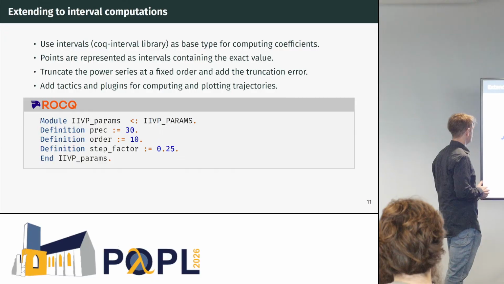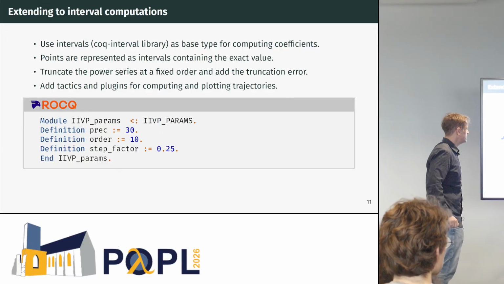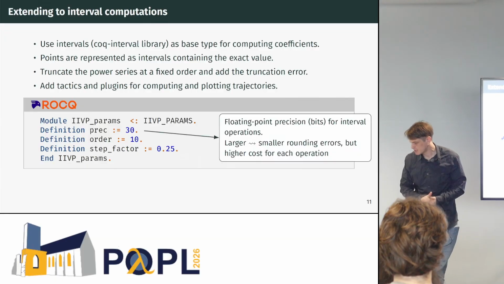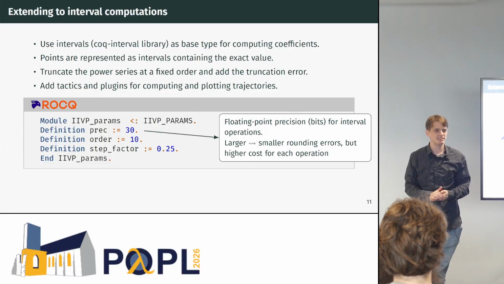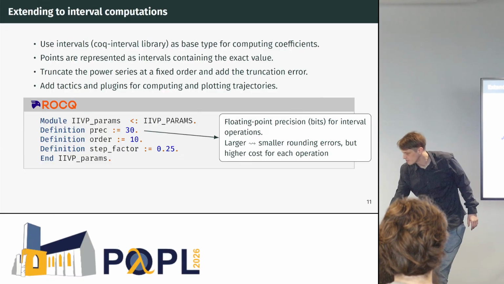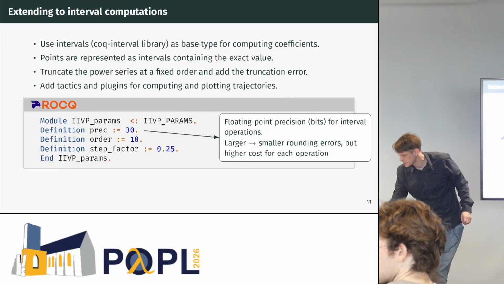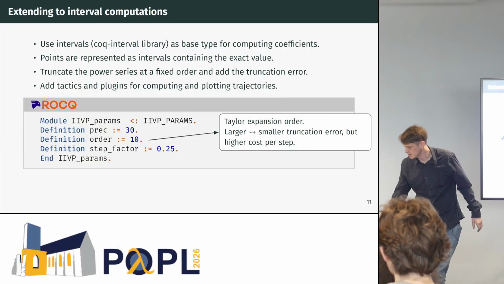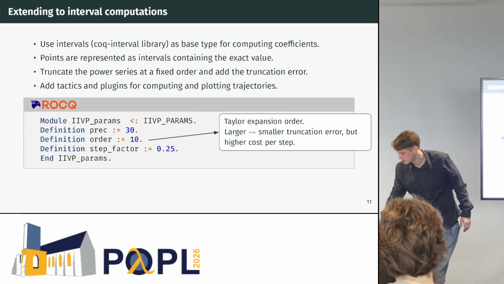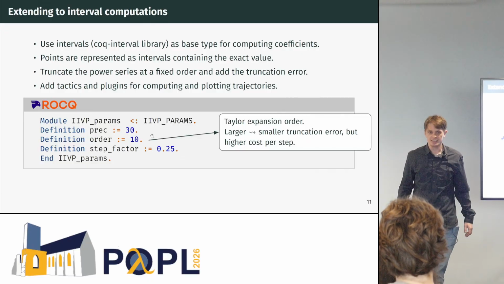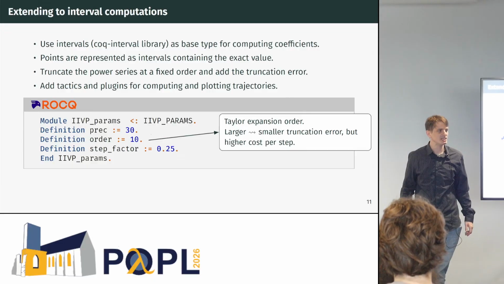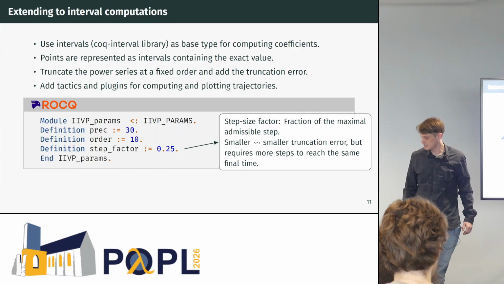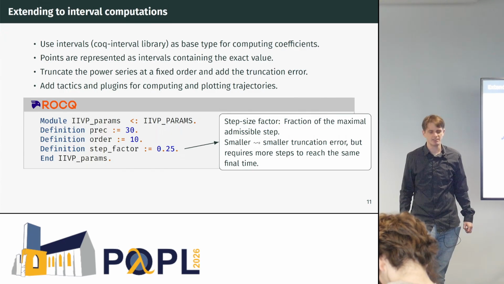How we can use this is, first we have to set a few parameters. The first one is for the interval library, the internal precision of the interval operations. If we make this larger, then we have smaller rounding errors, but higher cost for each operation. Then the order is the order of the Taylor expansion, so here we keep a fixed order of the expansion. And the step factor is the fraction of the maximum step size that we can do in each step.